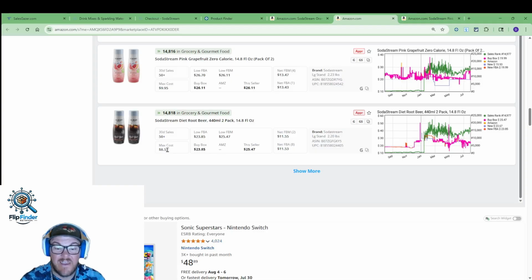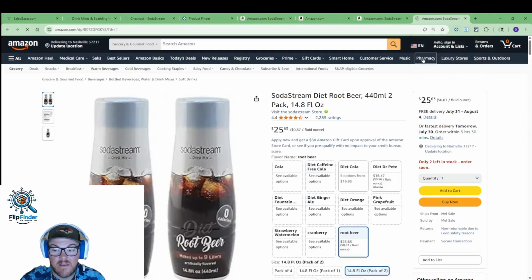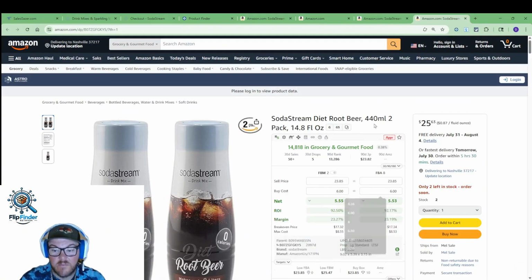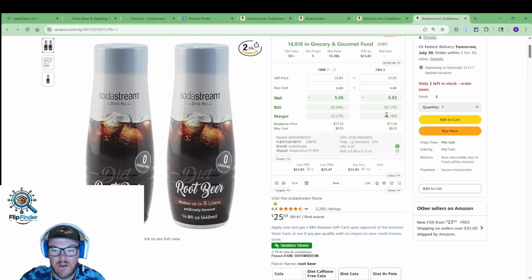Our max cost here is $8.50. We know we were buying these at $6 for a 2-pack. Definitely going to be profitable here. Another really good example of a good first product. Making over $5 profit here, 92% ROI. Another really good ranked product.